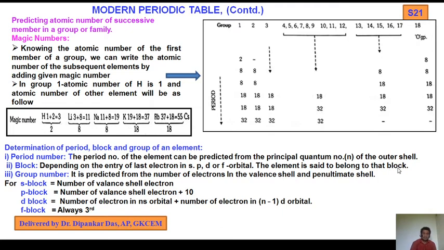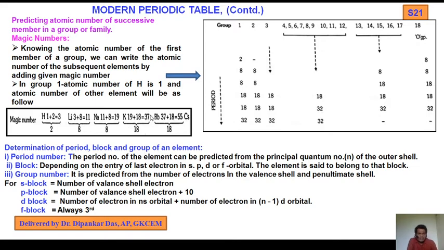This slide is very important, because we can find out the period number as discussed earlier. How to get the period number? It is the highest value of the principal quantum number. If n equals 2 and 3, 3 will be your period number. Block: depending on the entry of the last electron in s, p, d, f, the element is said to belong to that block. If the last electron enters s, it is an s block element; p, a p block; d, a d block; f, an f block element.